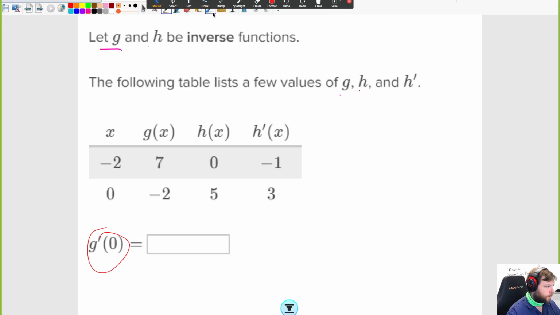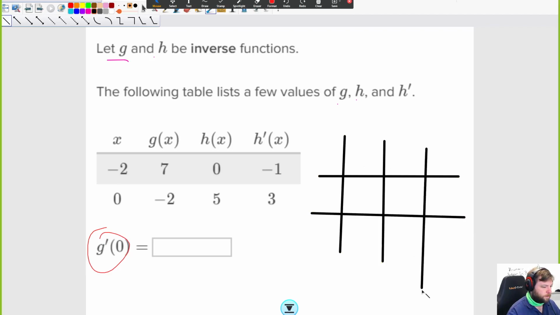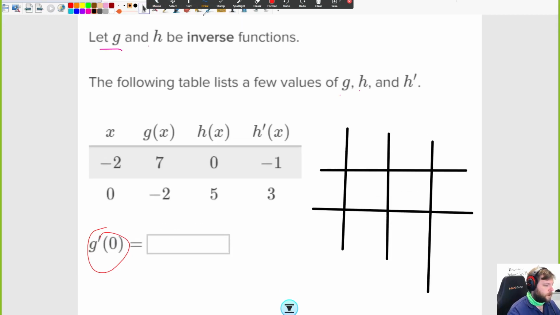This is my first thing I do every time. Boom, boom, boom. Close enough. All right. So your table, if I'm trying to find g prime of 0, my g would be down here. My h would be here. And then this is going to be my x, my y, and my y prime or dy dx. The goal is eventually to get to this spot.